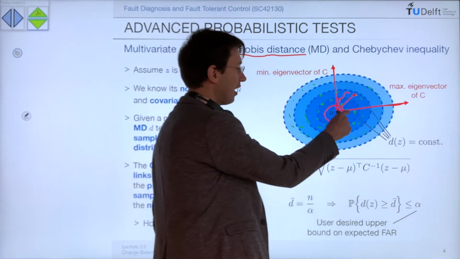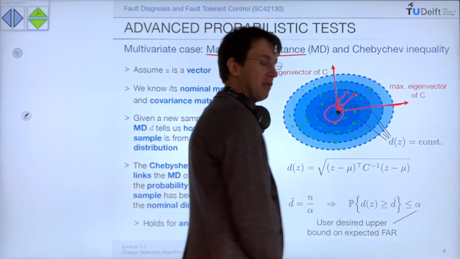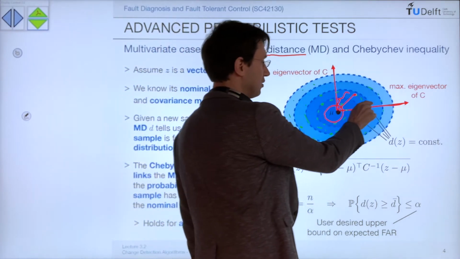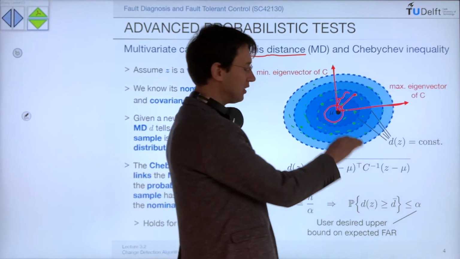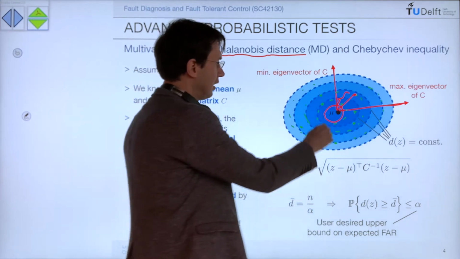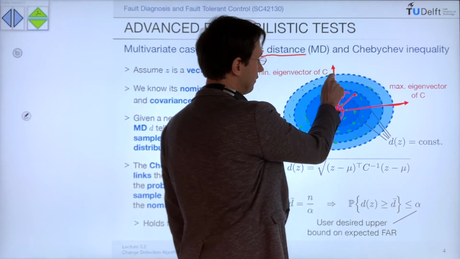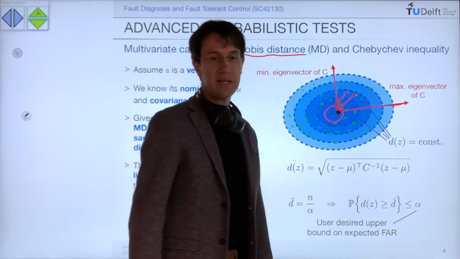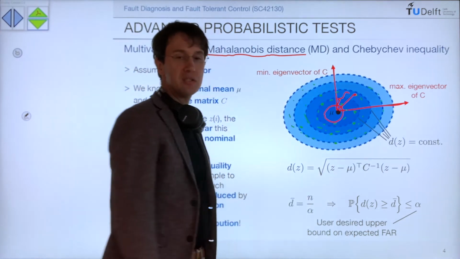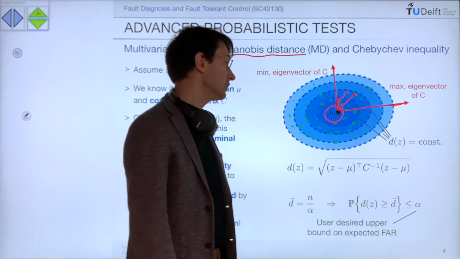Because if we are moving away from the mean along this direction, before we can say that we are far away from the mean, we need to walk a lot. Because all along this direction is quite normal for a sample to be far away. If we move along this direction, then even after a relatively short walk, we are already far away. Because along this direction, we know there is not so much variation. So that eigenvalue of the covariance matrix is small.